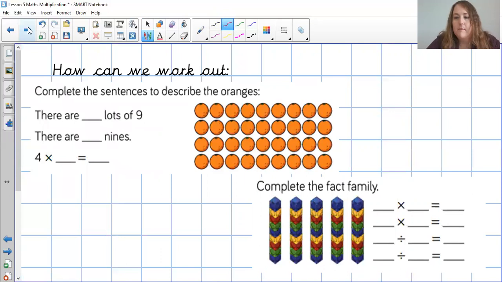Okay, our problem solving section. Complete the sentences to describe the oranges. There are something lots of 9, there are something 9s, 4 times something equals something.